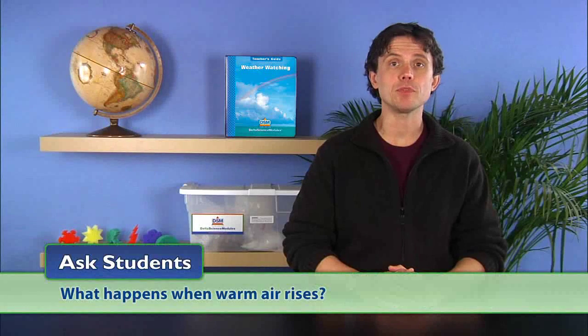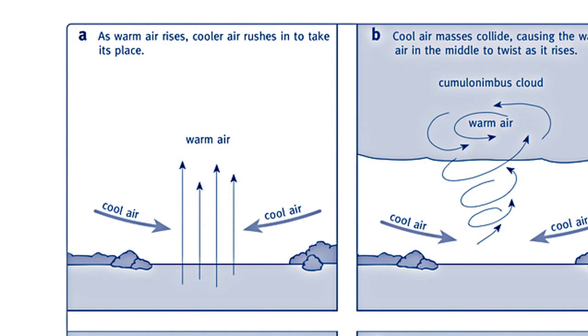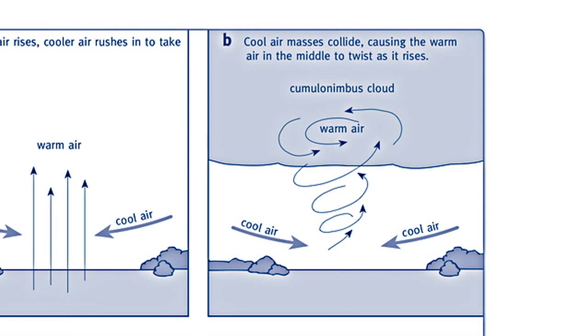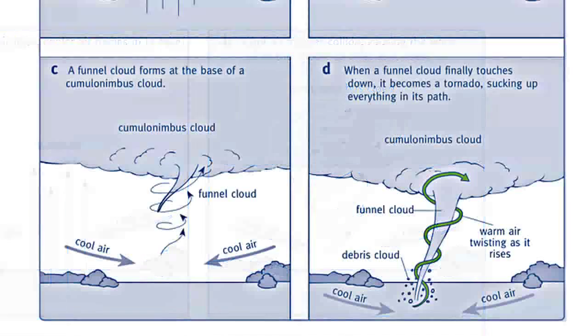Ask students what happens when warm air rises. Students should recall from Activity 4 that as warm air rises, cooler air rushes in to take its place. Explain that if the cooler air rushes in quickly enough and from more than one direction, the cooler air will collide with other cold air masses and begin to twirl around violently. This collision causes the warm air in the middle to twist as it rises, forming a funnel shape.